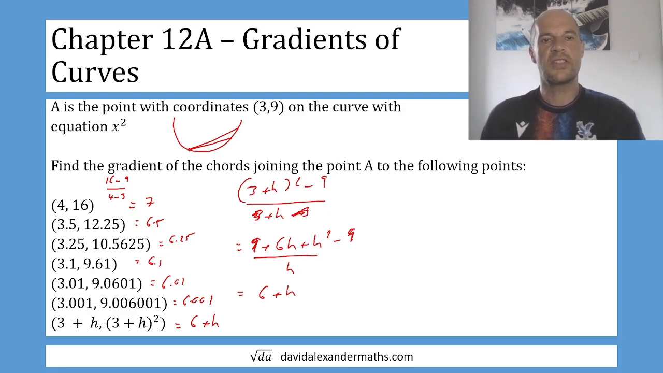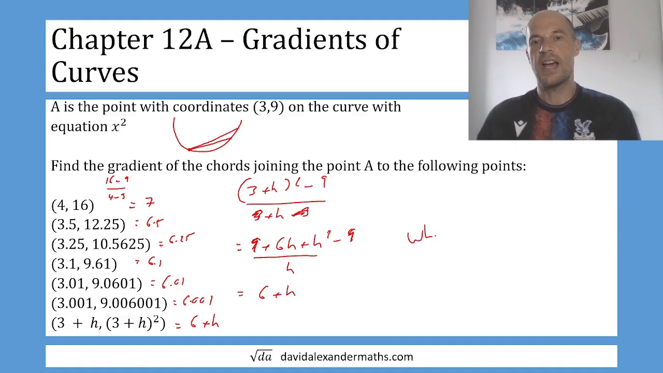Now at the point where x is 3, and I'm drawing a chord from 3 to the x coordinate where x is 3 plus h, where h is an infinitesimally small amount, well, that's not really going to be much of a chord at all. In fact, that is going to be the same gradient as the tangent at that point. So therefore when x is 3, the gradient will be 6.